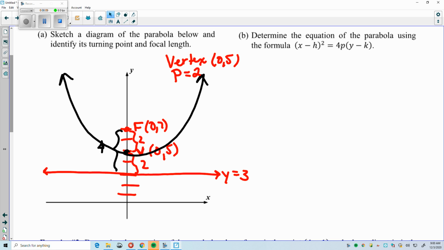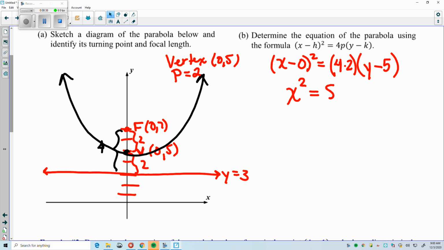Okay, so we have everything we need to determine the equation of the parabola. So we're going to plug this in. So we have x minus h, which is 0, squared, is equal to 4p, so 4 times 2, and then y minus k, our k value is 5. Okay, and again, we want to get y by itself. That's always going to be our goal. We're going to start here and get y by itself. So we simplify, have x squared is equal to 8 times y minus 5.